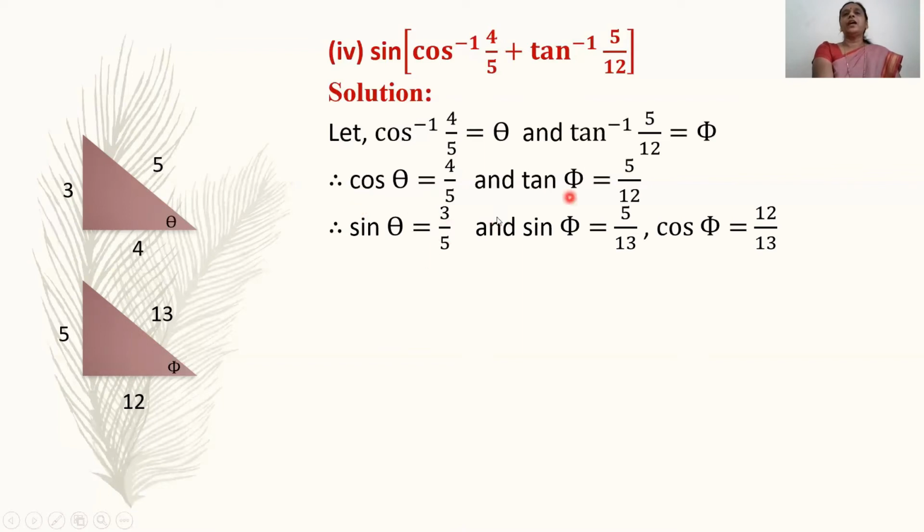And here I will draw the next right angle triangle, and if this angle is phi, tan phi means opposite side divided by adjacent side. Means opposite side is 5, adjacent side is 12. And if I solve this, I will get hypotenuse 13. This is nothing but the second Pythagoras triplet. If you remember these triplets, you can easily write this down without drawing the diagram.